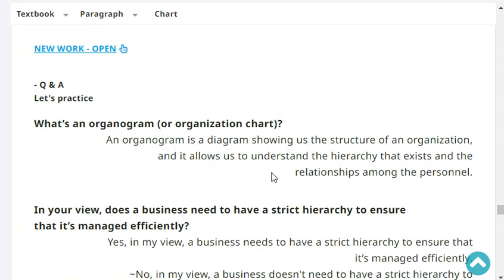What's an organogram? An organogram is a diagram showing us the structure of an organization, and it allows us to understand the hierarchy that exists and the relationships among the personnel. Very good.